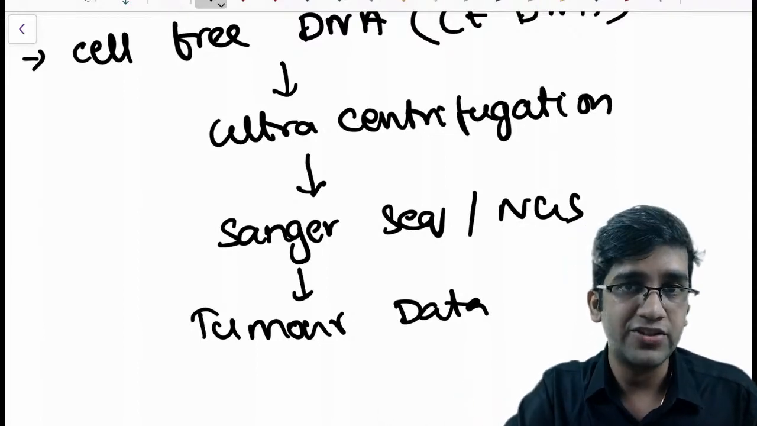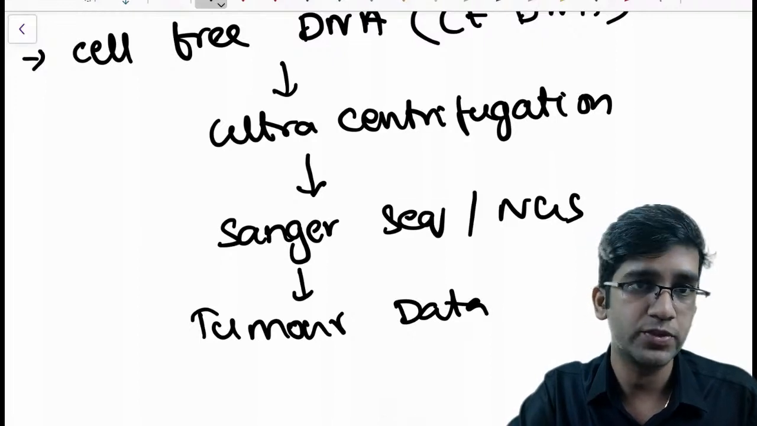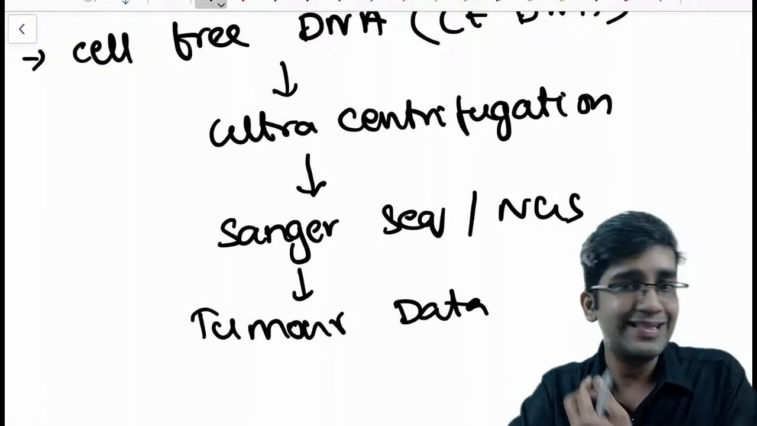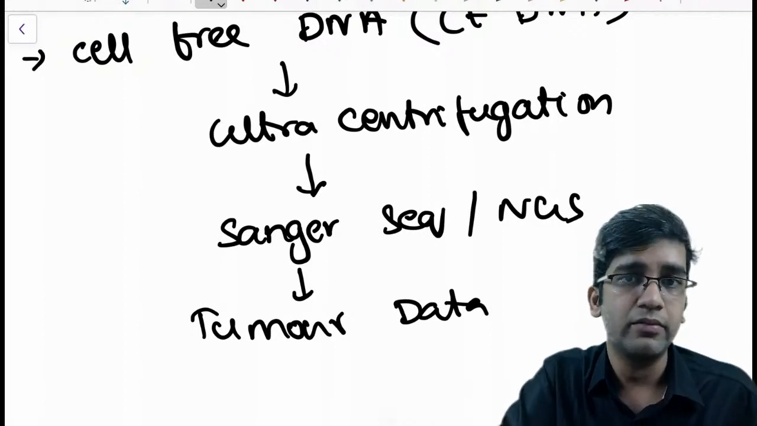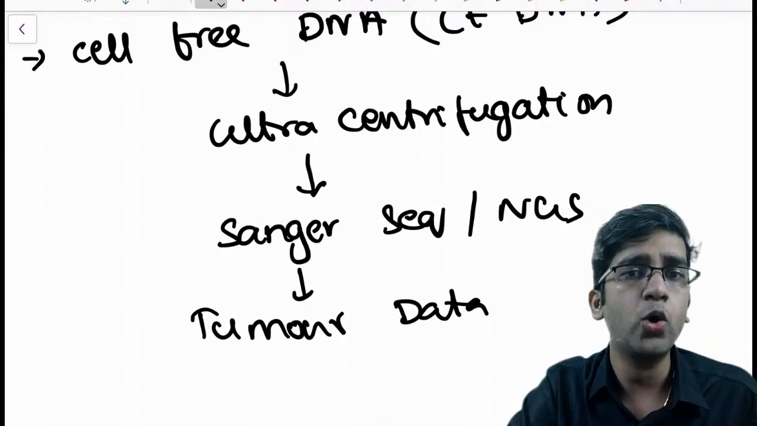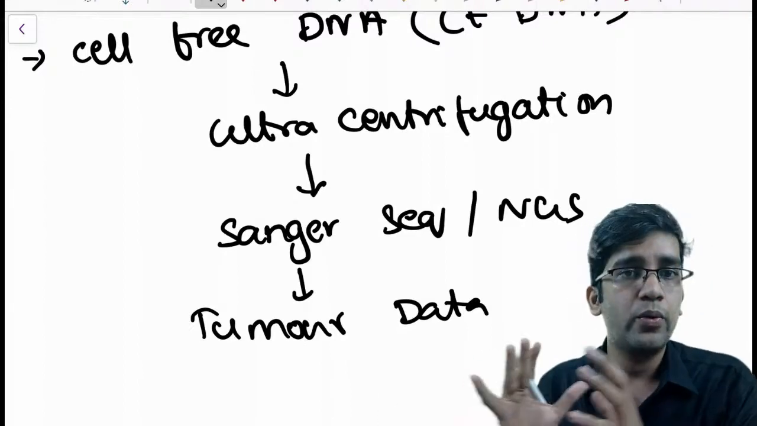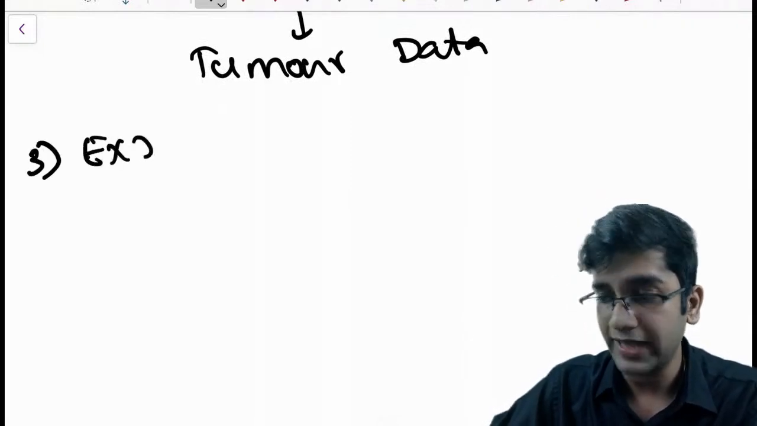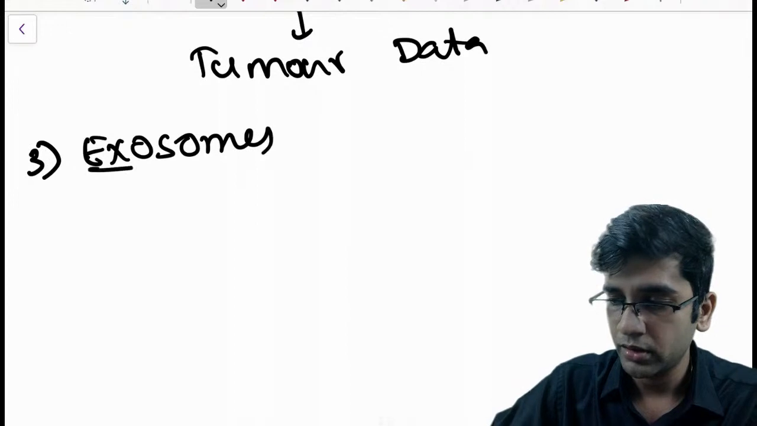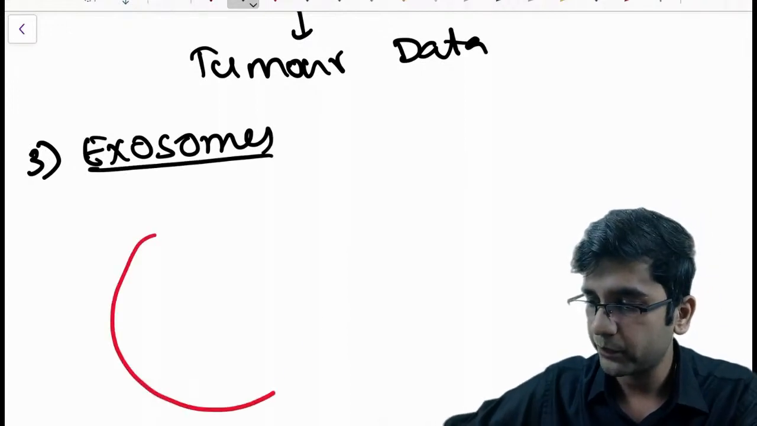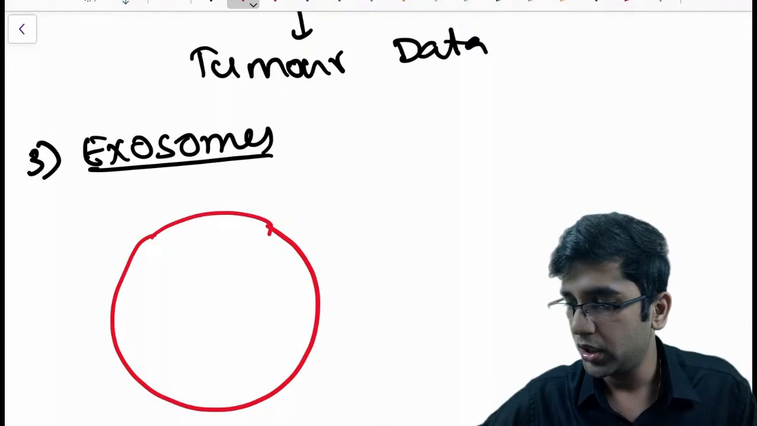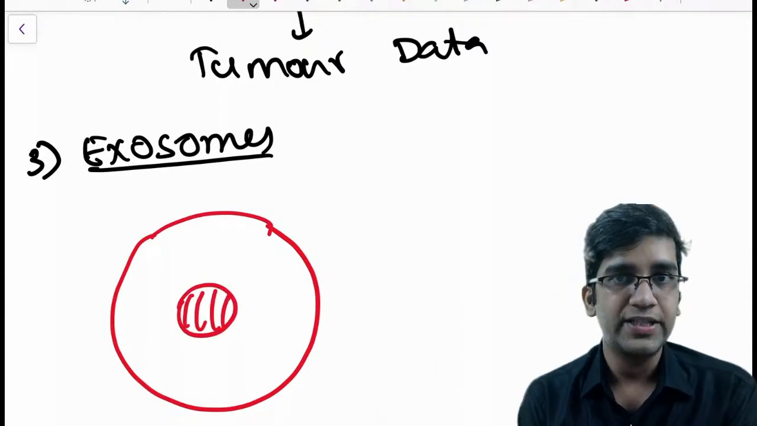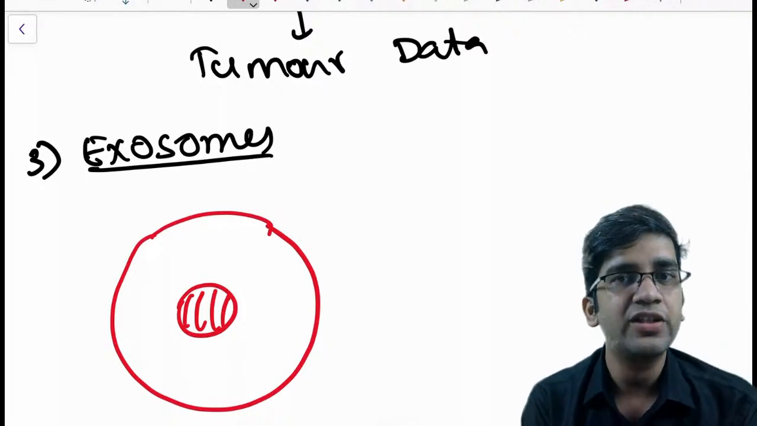The third one was also asked in your exam. The third one was exosomes. So what does an exosome mean? Exosomes can happen in any cell. It can also happen in a tumor cell. So when there is a cell, we're going to go to the third type, which we call exosomes. Let's assume this is a cell, a cell with the nucleus and all the cell components. When the cell divides, tiny fragments of the cell can come outside.